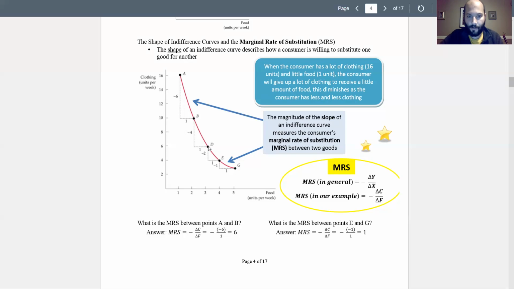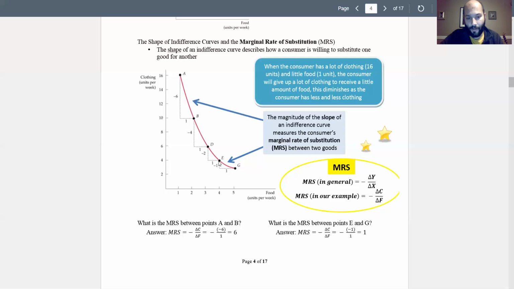What this particular indifference curve is showing us is diminishing marginal utility. Or in other words, the slope is getting flatter. As we get more food, we're willing to trade less clothing for additional food, right? Up here at point A, when we didn't really have very much food, additional food made us very happy, and we were willing to give up a lot of clothing for it.